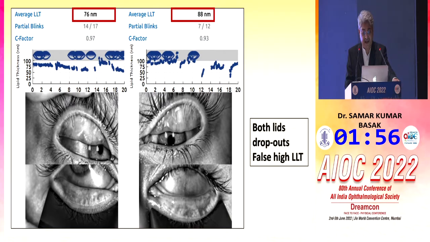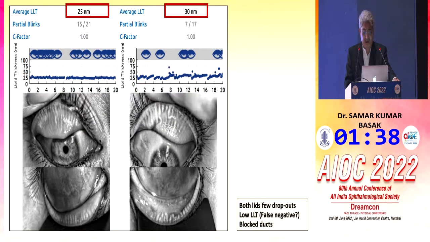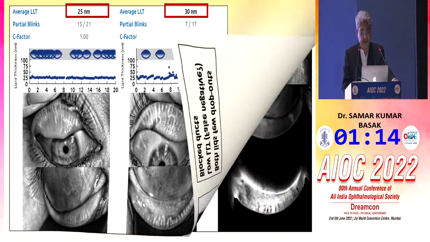Here you see that in the lower lid and upper lid, both lids have dropout areas, but there is a false high lipid layer thickness. Sometimes the patient squeezes their lid just before examination. At that time you may find a falsely high lipid layer thickness. And this is another patient with relatively good glands, but otherwise you see low LLT, 30 and 25. Again, it could be due to blocked glands, or we are still trying to understand what is happening in these eyes, why the machine is not giving a proper reading.